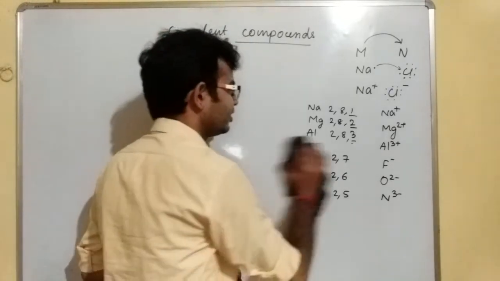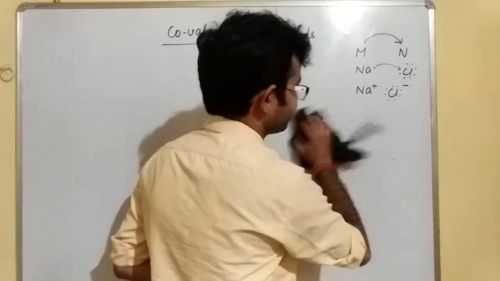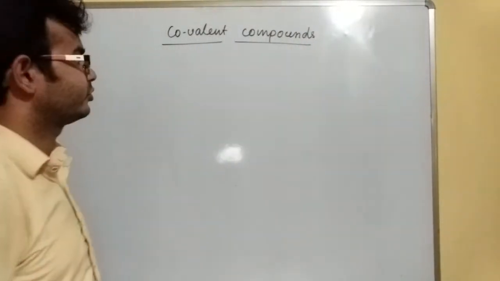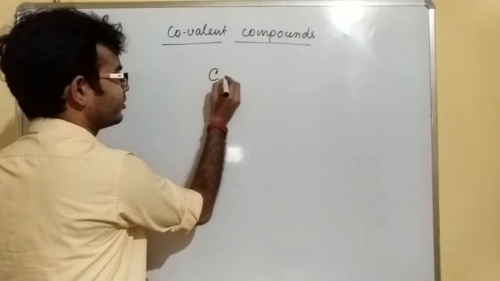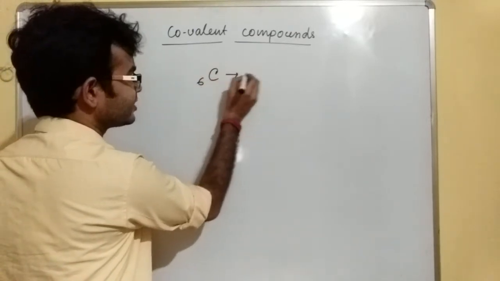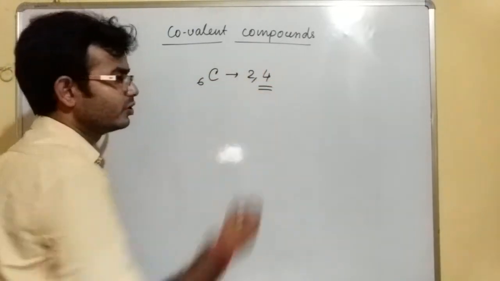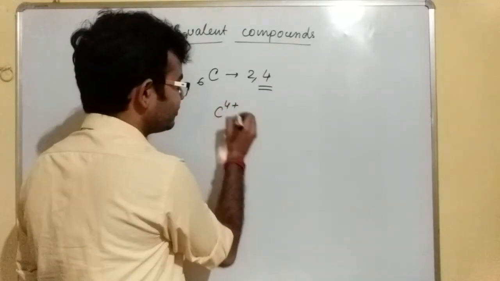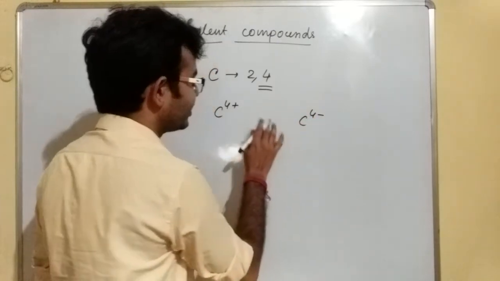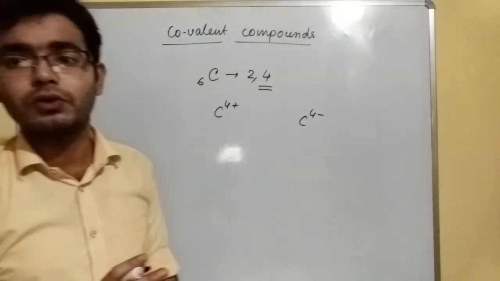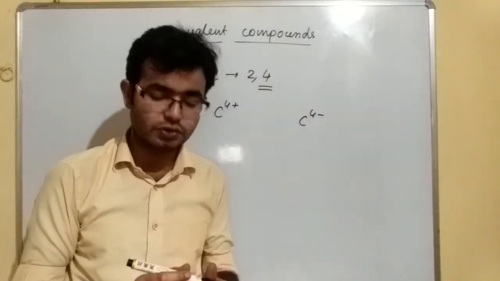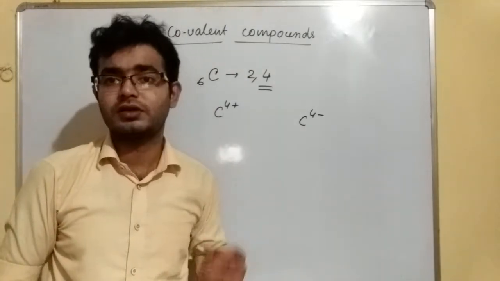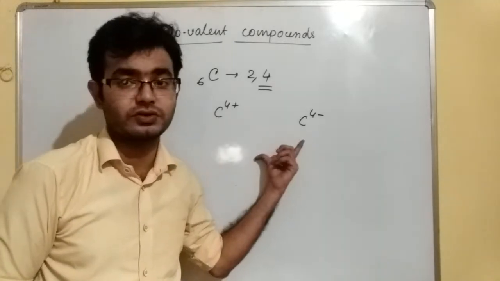Now what will happen if the atom contains 4 valence electrons? If we take the example of carbon, carbon atomic number is 6, electronic configuration 2,4, so it contains 4 valence electrons. So it is not possible for carbon to form C4 plus or C4 minus ions. In the next chapter, the fourth chapter, in the first topic we will discuss this question.